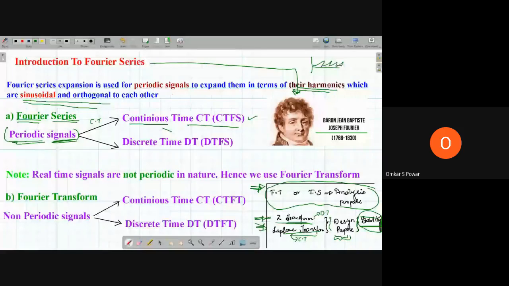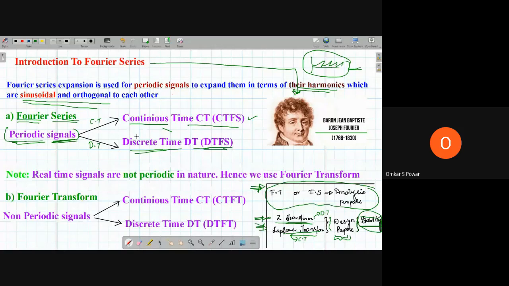Now, if you apply it for discrete time, then it is discrete time Fourier series. Whenever I say Fourier series, you have to keep in mind we apply it to a periodic signal. If it is for continuous time, we say continuous time Fourier series. If it is for discrete time, we say discrete time Fourier series. In this particular module, we are going to study only Fourier series.